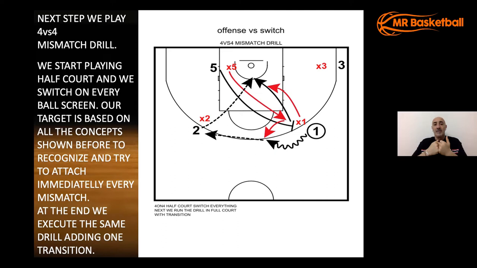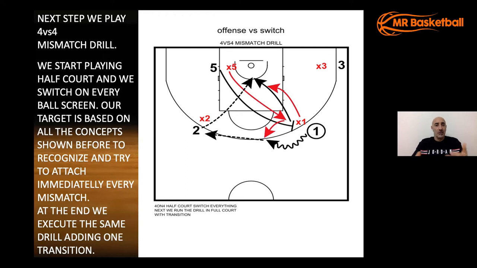Okay, as we said, we set a ball screen and we switch on every ball screen. If we cannot attack the first one, if we don't get a big advantage from the first one, we set another one, we get the biggest advantage, and then we try to attack either from inside or from outside, spacing out properly and being able to recognize all the situations. Starting this drill, we prefer to stay half court. The first step is to run this drill half court for like 10 minutes, let's say, stopping and correcting every time, changing position every time.